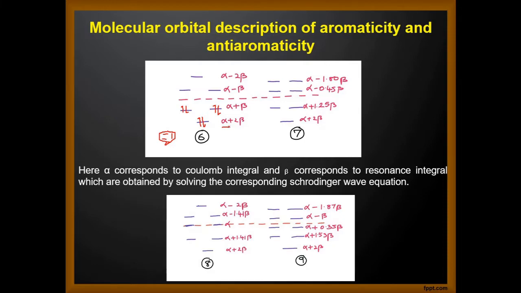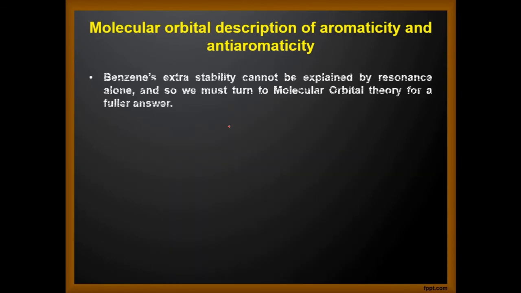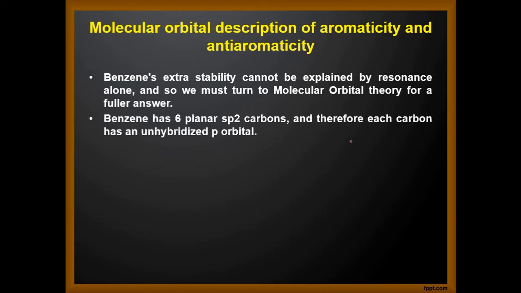Similarly, we can have the molecular orbital description for 8 annulenes and 9 annulenes. All these values are obtained by solving the corresponding Schrödinger wave equation. Now, benzene's extra stability cannot be explained by resonance alone, and so we must turn to molecular orbital theory for a fuller answer. How can we do that?